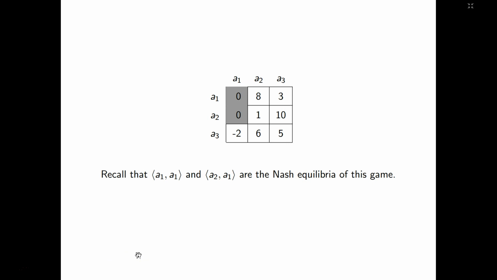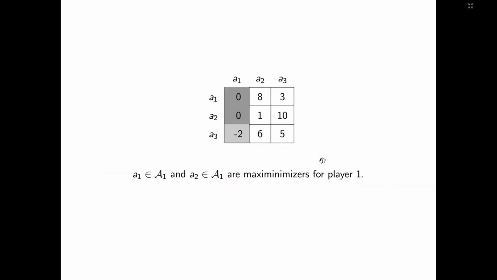Let's look at the other game that we looked at earlier. Recall that A1, A1 and A2, A1 are the Nash equilibria of this game. And if we do the maxi-minimizer for player 1, we find that A1 and A2 are the maxi-minimizers. The min for A1 is 0. The min for A2 is 0. The min for A3 is negative 2. 0 is better than negative 2, so those are both the maxi-minimizers for player 1.